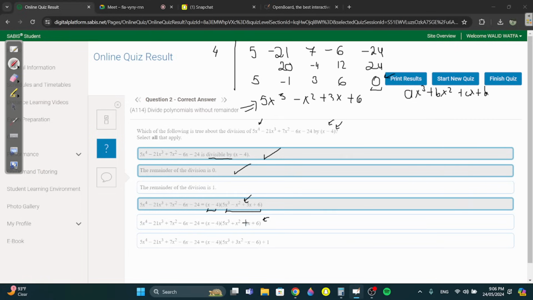Why is this wrong? Wait, hold on. Yeah, because it's plus x squared. We want minus x squared. And then this one is plus 3x squared. I don't know how to get 3x squared. So it's just division. You have to actually find your answer.